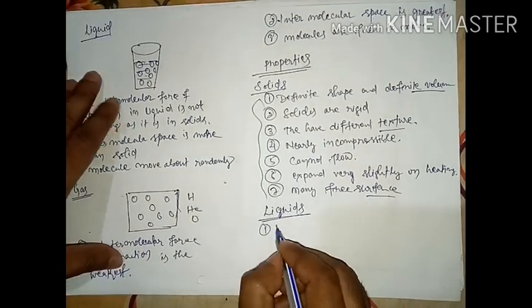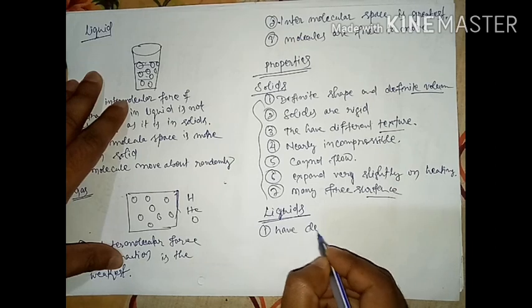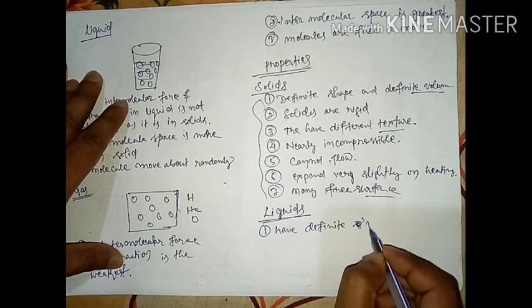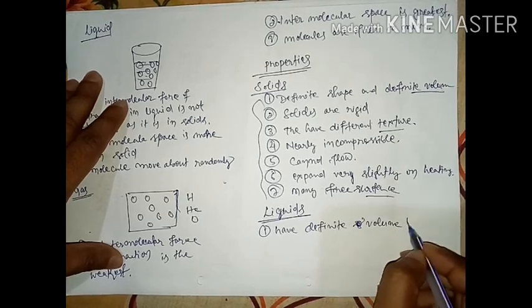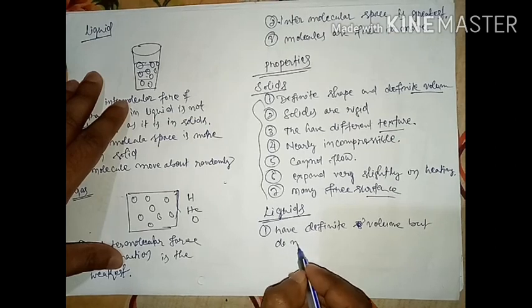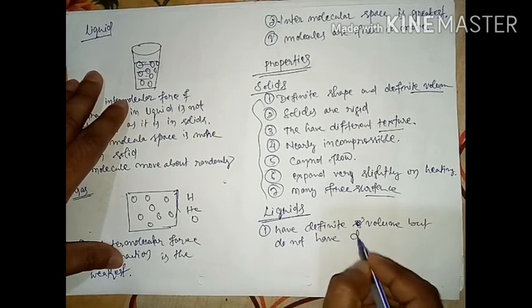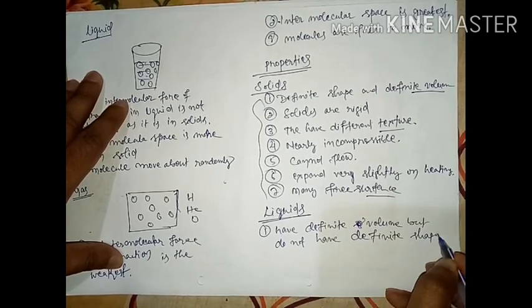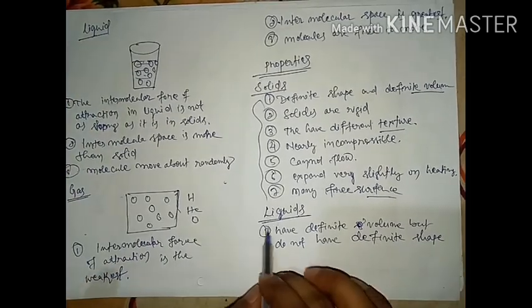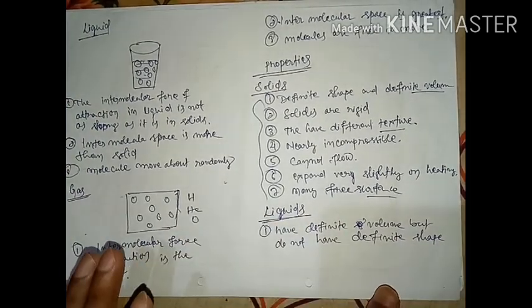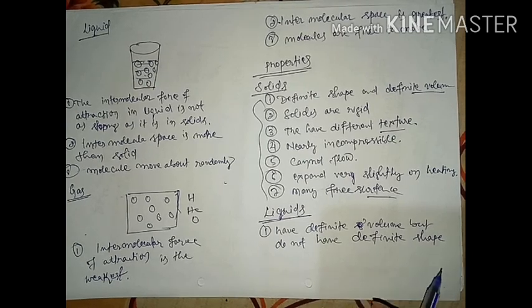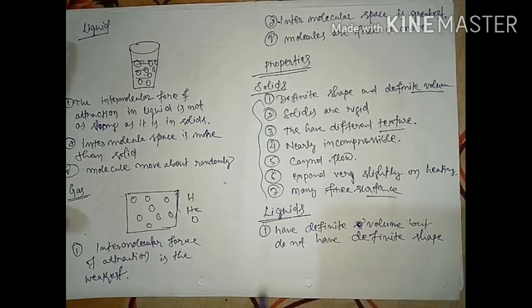You remember, students, liquids have definite volume but do not have definite shape. Definite volume is there in liquid, but they don't have definite shape. You cannot say whether that is square or triangular, but you can say the volume is 1 liter, 2 liter.